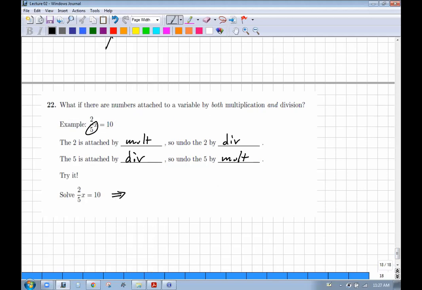So again, what did I say up here? The 2 is attached by multiplication, so undo it by dividing. The 5 is attached by division, so undo it by multiplying. You should be able to look at this and get rid of the 2s, get rid of the 5s. Now I have x by itself, and I get 50 over 2, which is 25.